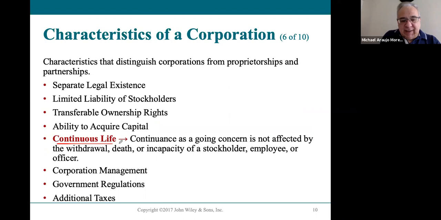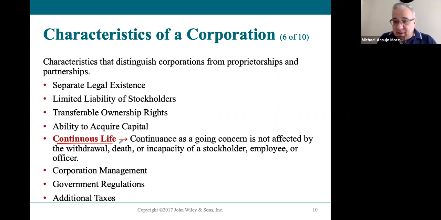Another advantage is the fact that corporations can outlive their original owners. Henry Ford has been dead for a long time, but Ford Motor Company somehow is still surviving, right? That's a continuous life. Walt Disney, whether you think he's on ice or frozen, doesn't matter. Walt Disney wouldn't recognize his company if he was defrosted. I don't know how that would happen. But Disney has a continuous life long after Walt Disney passed.